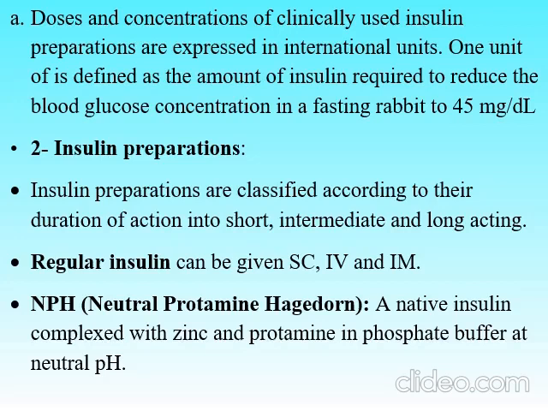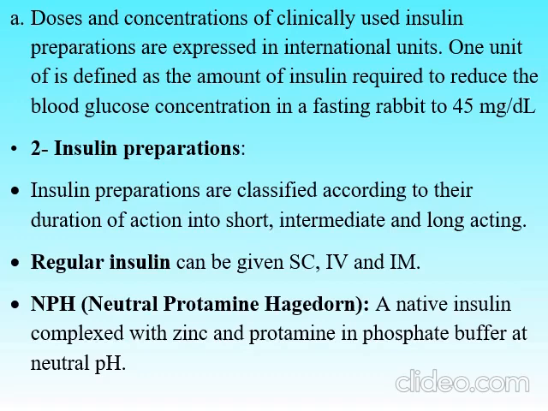This is the daily secretion of insulin in humans. Humans need about 20 to 40 units per day, half of them as basal and half to prevent postprandial hyperglycemia.